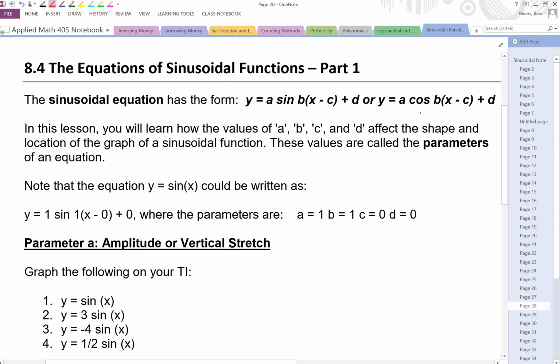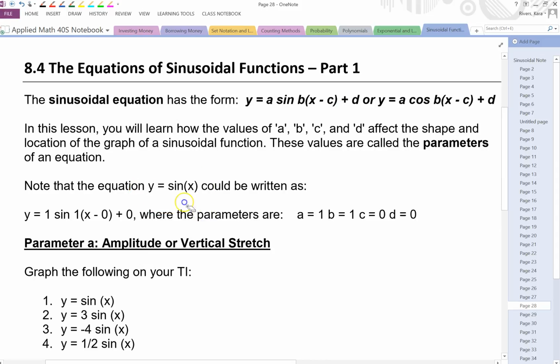These values are called parameters of an equation. Note that the equation y equals sine x could be written as, so what we're looking at is we're going to replace a, b, c, and d with values so that it would be equivalent to that. And if that's the case, your a value is 1, your b value is 1, your c value is 0, and your d value is 0. And that would give us the same parent function that we've been looking at and comparing to.